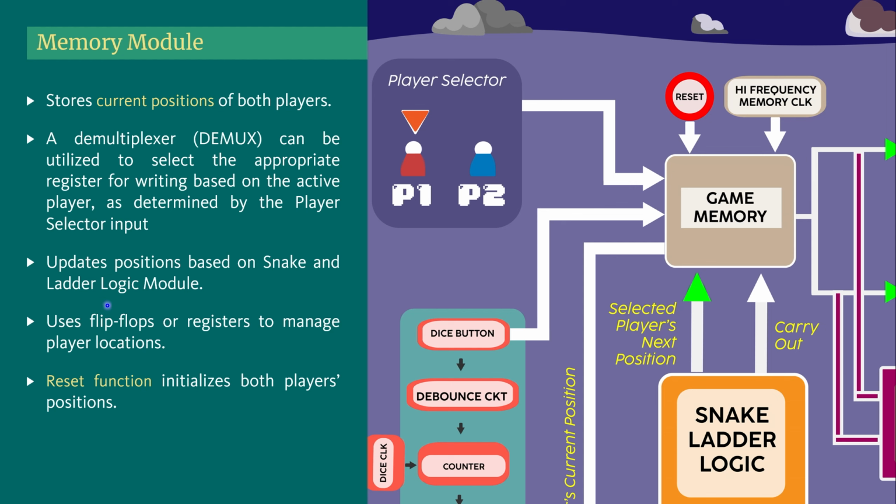I have told you about this thing. You can use just flip flops or registers, whatever you want in this circuit. And also there's a reset button. Whenever you press this, both players, no matter where they are, go to their initial position, that is 0 0.